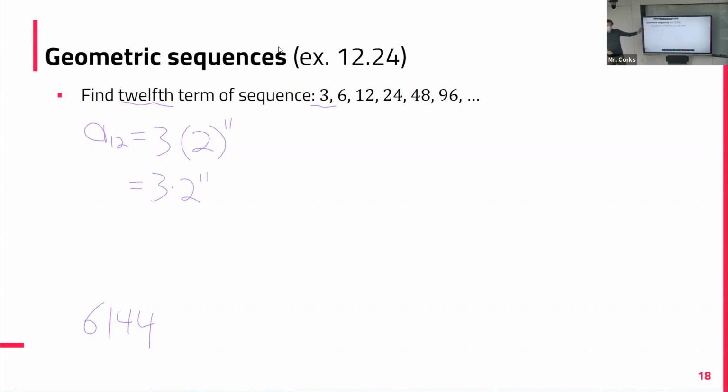We might remember 2 to the exponent 10 is, sorry, not 10,000, 1,024. So just multiply that by 2, so 2,048, and then multiply that by 3. And yes, we get 6,144. Okay, so that's a simple formula for the general term and just some simple practice with this.